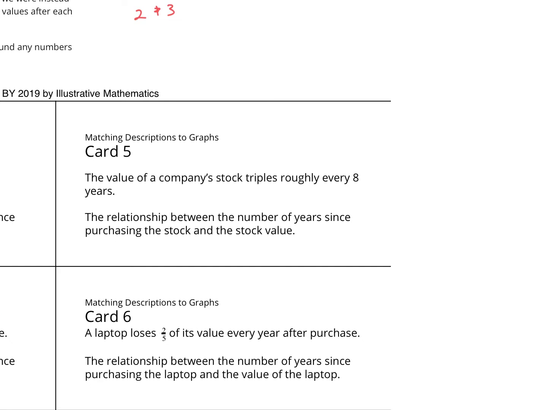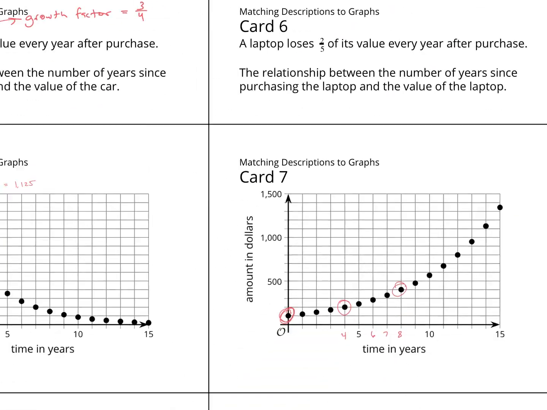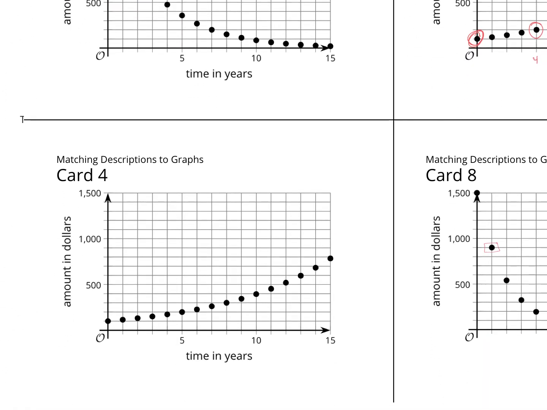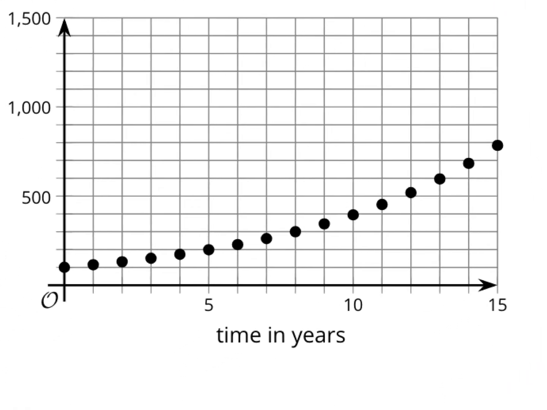Let's look at card 5. The value of a company stock triples every 8 years. So now I'm going to be looking at the every 8 years to make sure that it's tripling. So there's only one other exponential growth, but let's just double check to make sure that it is indeed matching up. So if the initial value is 100, in year 8, it should be 300, which it is. So I know that card 5 and 4 match up.